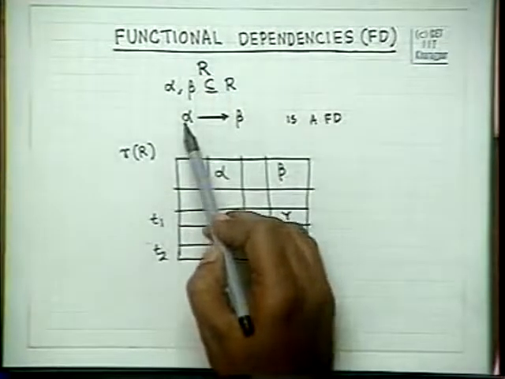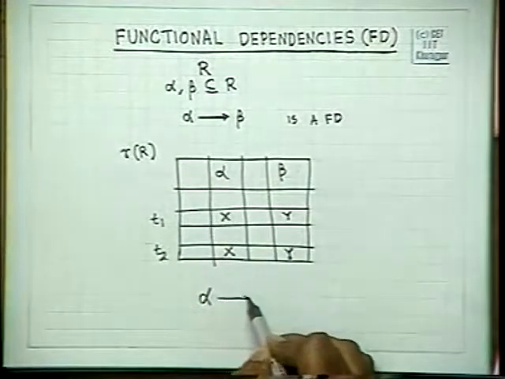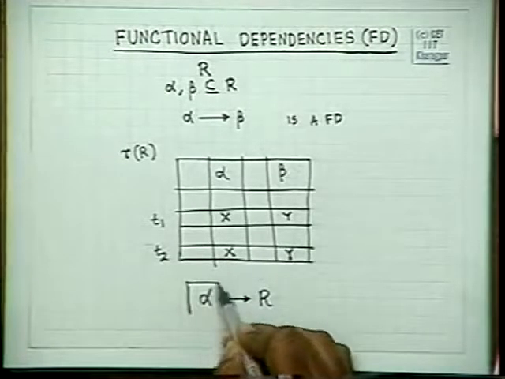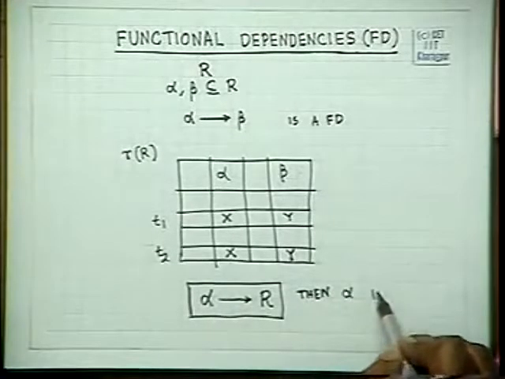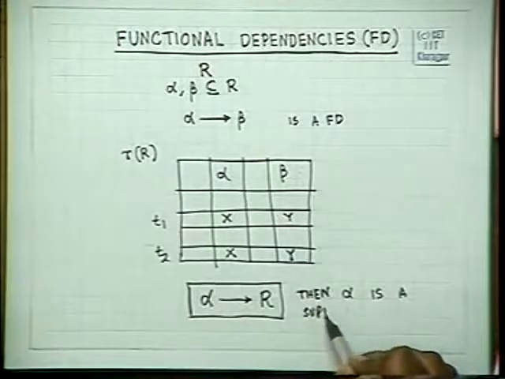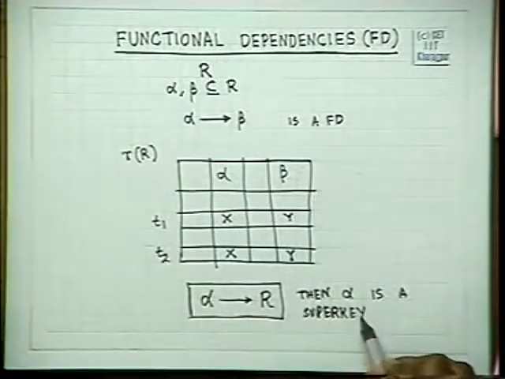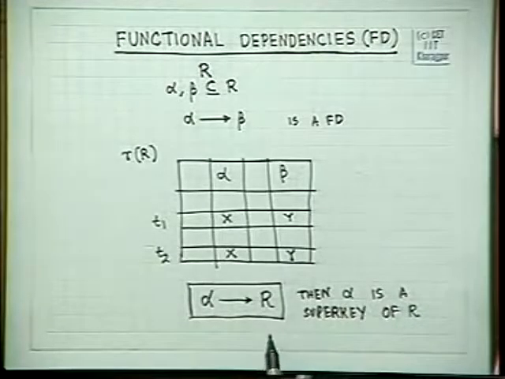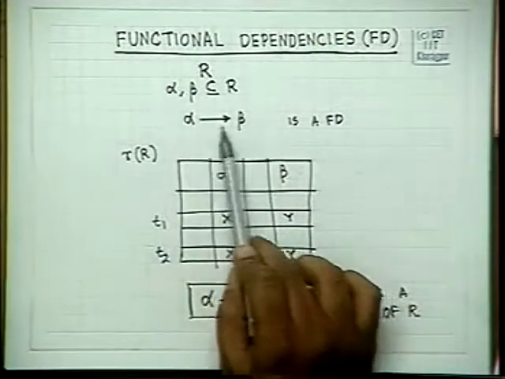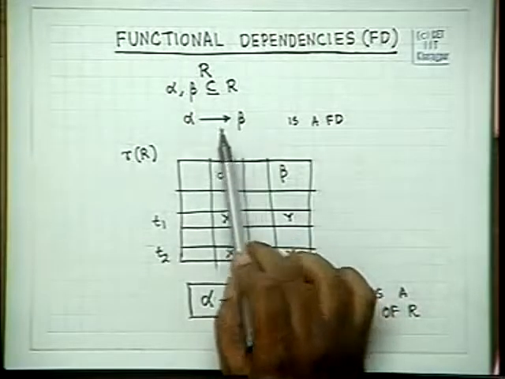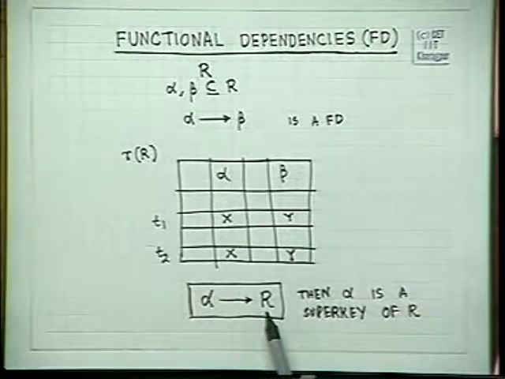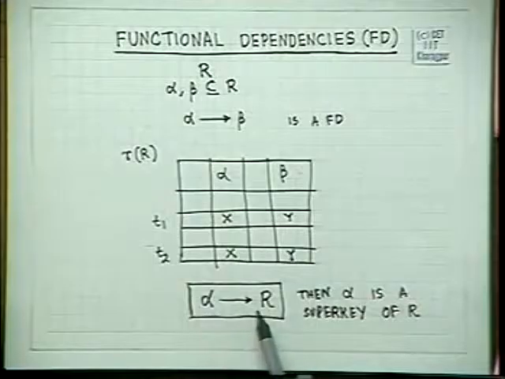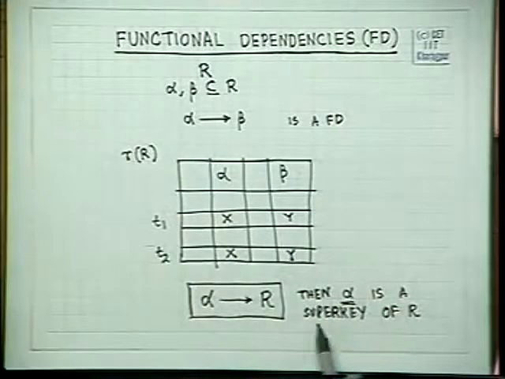That is, if R is the relation scheme and we have alpha to R, and if we can show that alpha to R holds, then alpha is a super key of R. So, a functional dependency is a constraint which says that beta is dependent on the value of alpha, and if we say that R is dependent on alpha, then this means that alpha is a super key of R.